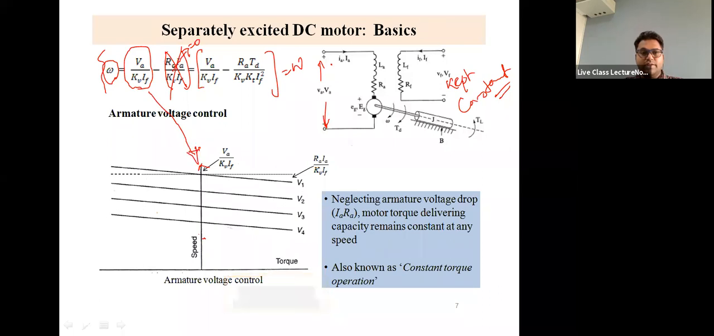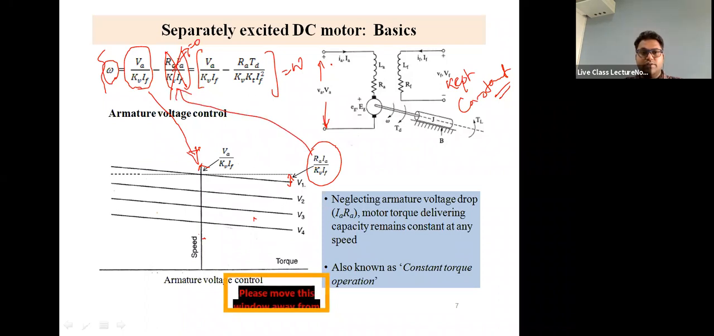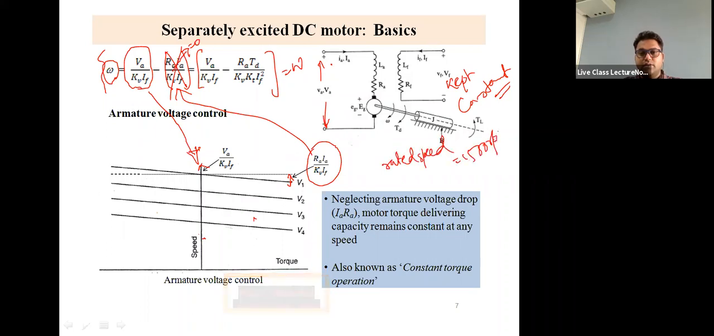As soon as the armature current increases, what will happen? There will be a drop. And this part is the maximum drop, which comes from here. This is the drop at full torque, at the fully loaded condition, right? So this is how armature voltage control works. It is applied wherever you have to control the speed below the rated speed. Say you have a rated speed of 1500 rpm. Now you want to control the speed below this, so you will go for armature voltage control.